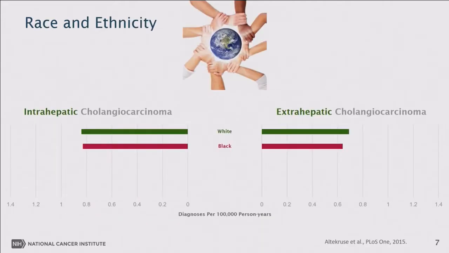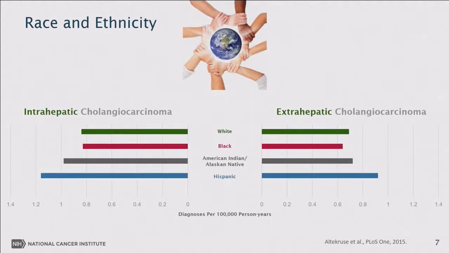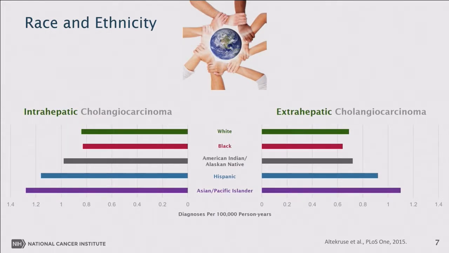Next, looking by race and ethnicity, again, these are showing you the numbers of people diagnosed per 100,000, but that's not what I want you to pay attention to. I want you to pay attention to the difference in the size of the bars. This is showing that whites and blacks have very similar rates of cholangiocarcinoma. American Indians and Alaskan Natives have slightly higher rates of intrahepatic on the left, but roughly similar rates to whites and blacks of extrahepatic on the right. Hispanics have higher rates of both types of cholangiocarcinoma, and Asian and Pacific Islanders have the highest rates and are at the highest risk of cholangiocarcinoma.